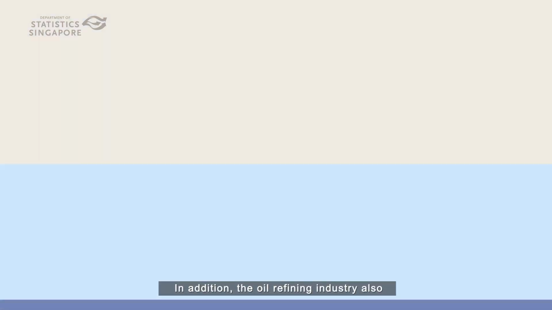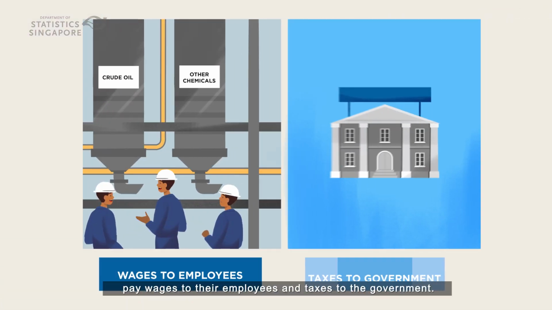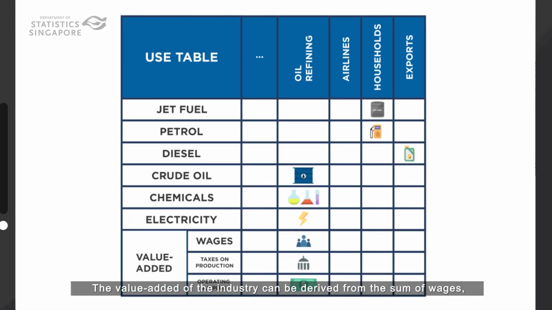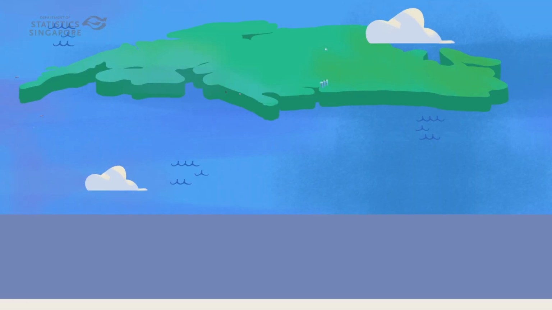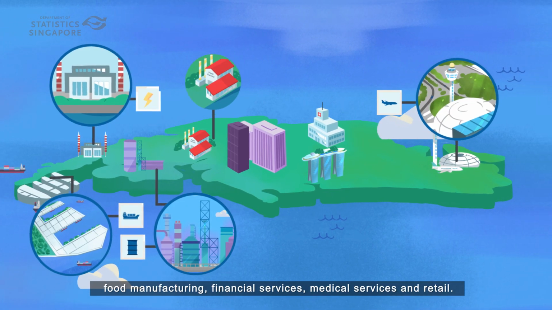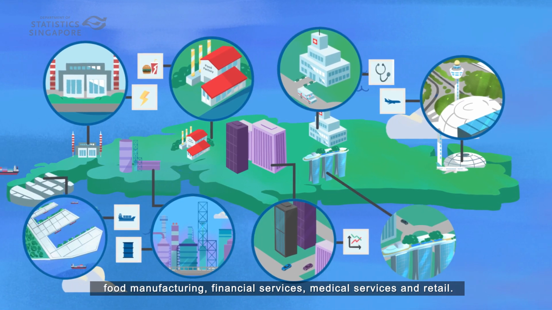In addition, the oil refining industry also pays wages to its employees and taxes to the government. The value added of the industry can be derived from the sum of wages, taxes on production, and operating surplus. The Singapore economy consists of many other industries such as food manufacturing, financial services, medical services, and retail.